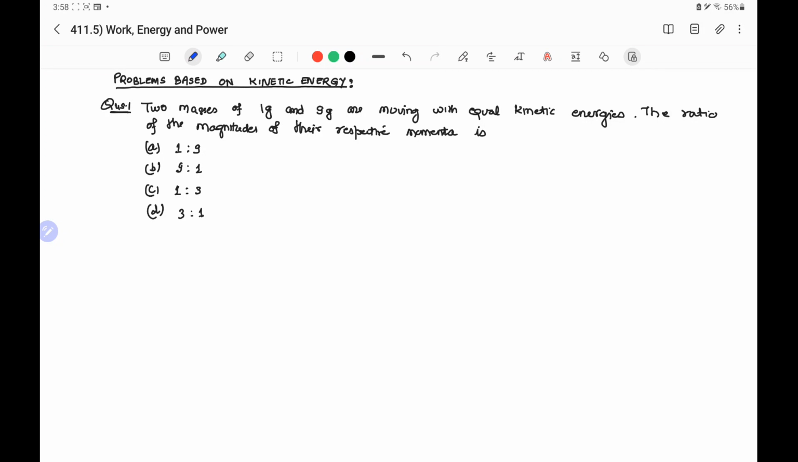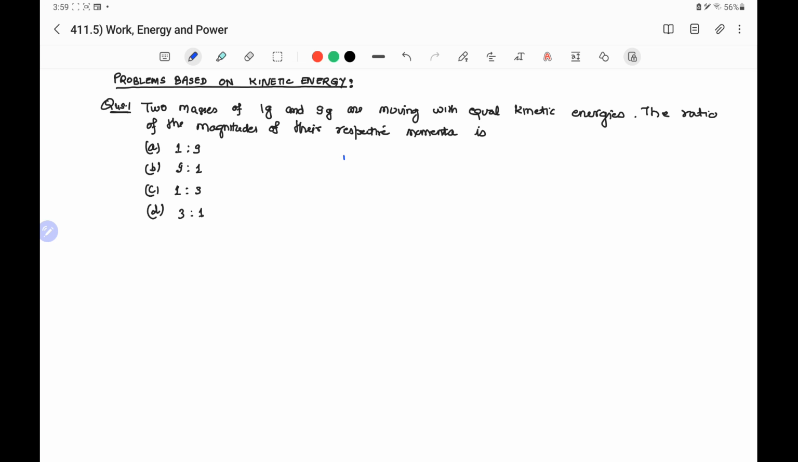Problem based on the kinetic energy. First problem is two masses of 1 gram and 9 gram are moving with equal kinetic energies. The ratio of magnitude of their respective momenta is. Options are 1 to 9, 9 to 1, 1 to 3 and 3 to 1.